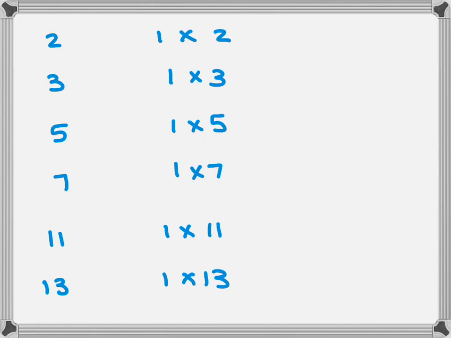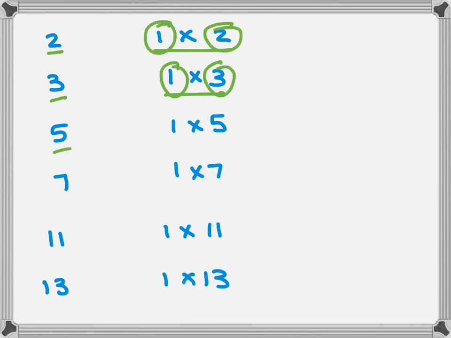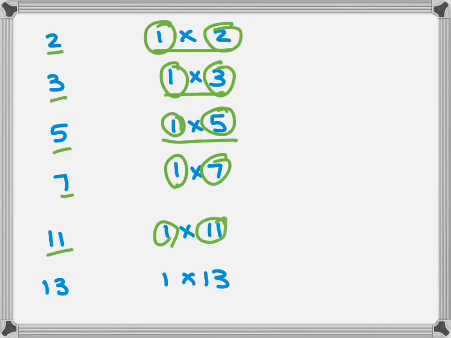The prime number is 2 because 1 times 2, nothing else. 3 is a prime number. 1 times 3. 1 and itself. 5 is a prime number, 1 and itself, 1 times 5. 7 is a prime number, 1 and itself. 11 is a prime number, 1 and itself. 13 is a prime number, 1 and itself.